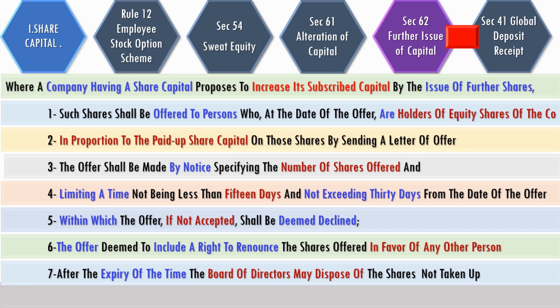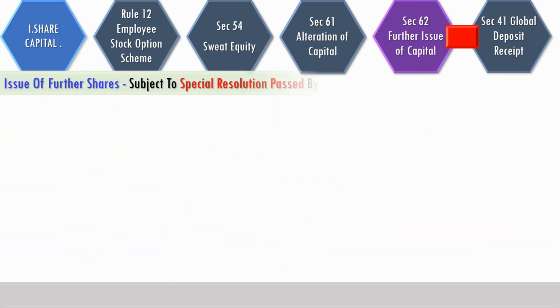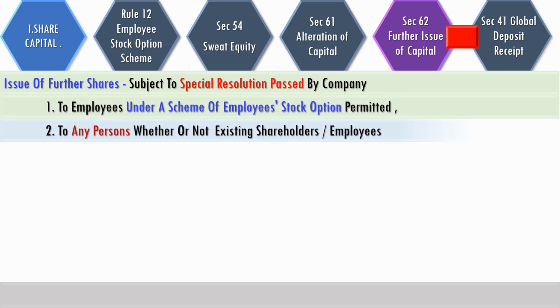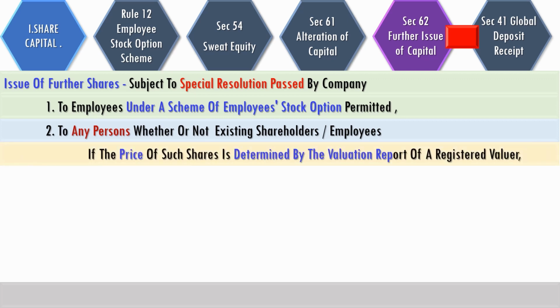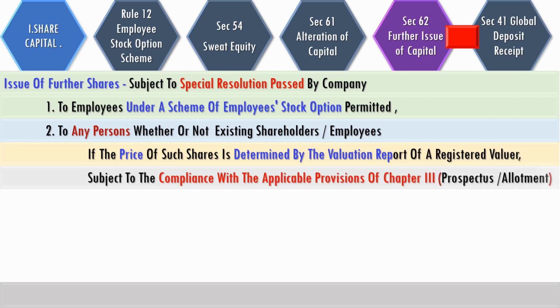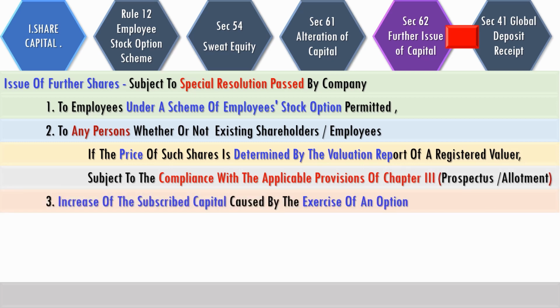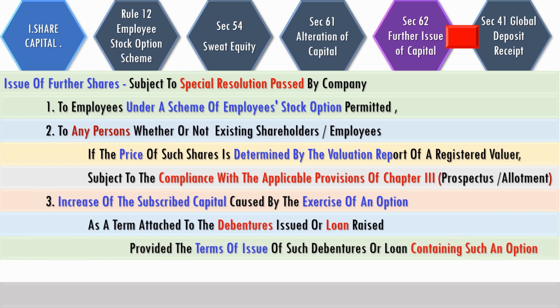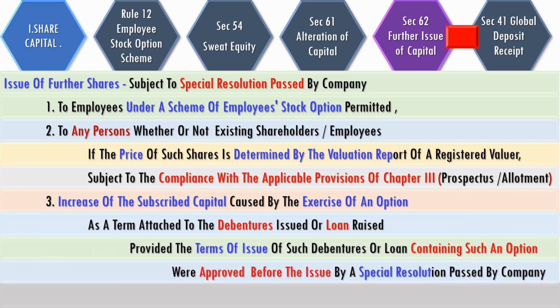Further issue of shares to other than existing shareholders is permitted with the help of a special resolution in three situations. One, under a scheme of employee stock option. Second, under a prospectus based on value determined by a valuation report. Third, increase of subscribed capital by way of the debentures and loans which were raised in the past under a special resolution passed which authorized their conversion into equity.